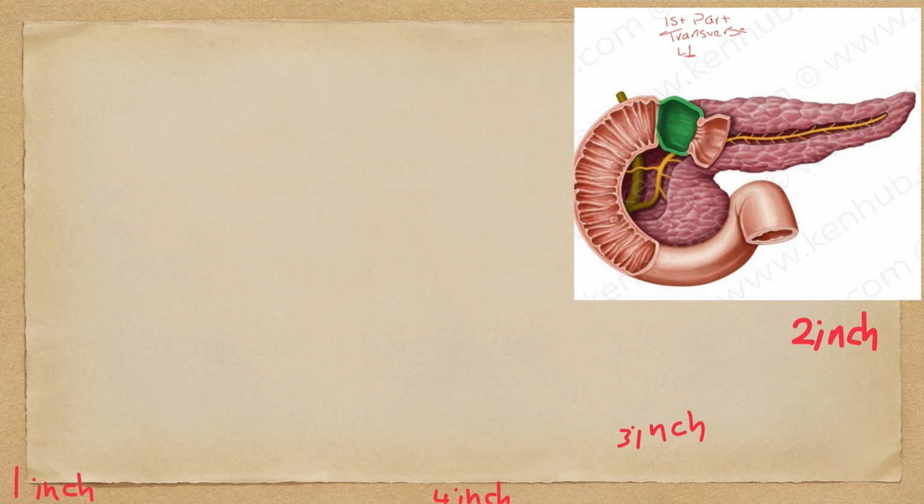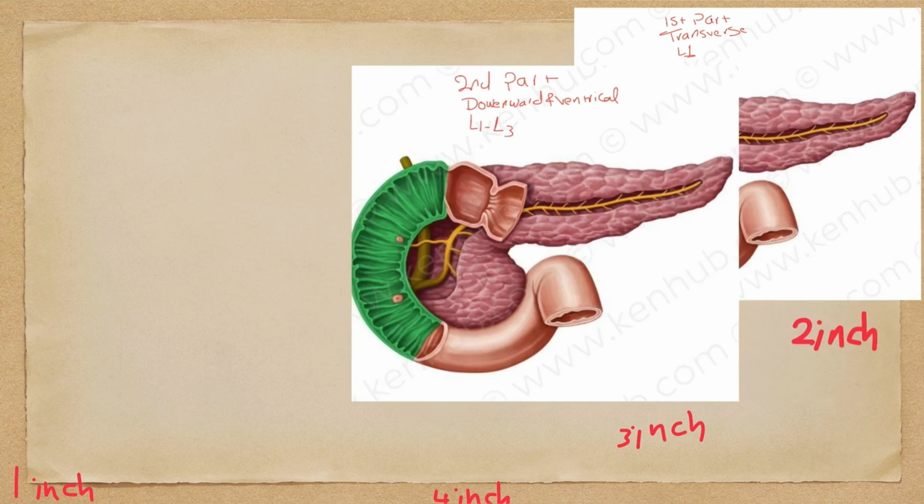The duodenum is formed from four parts, as I said. The first part of the duodenum is a transverse part located at the level of L1, the first lumbar vertebra. It's about 2 inches long.